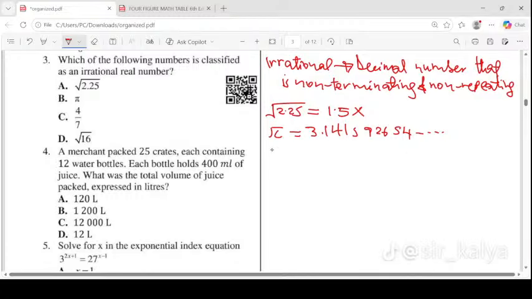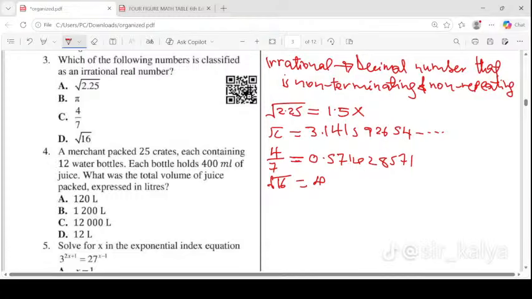Let me have the number 4 over 7. When I convert 4 over 7 to a decimal in a calculator, I'm getting 0.571428571. Then let me get the root of 16. The root of 16 is exactly 4.